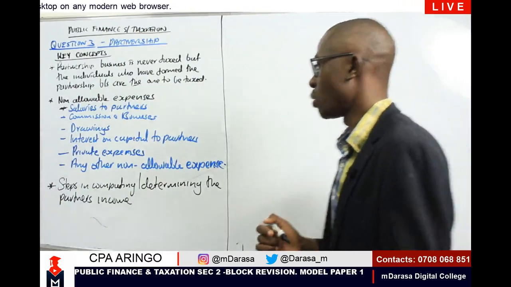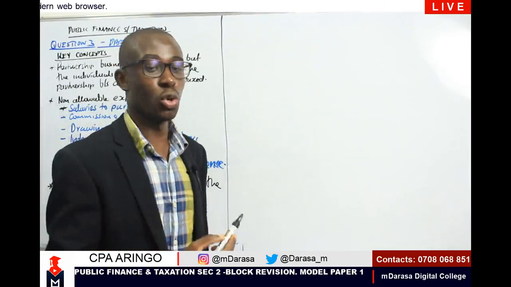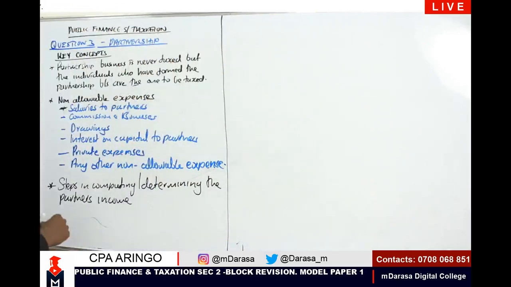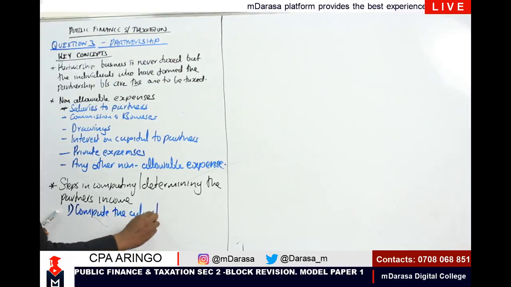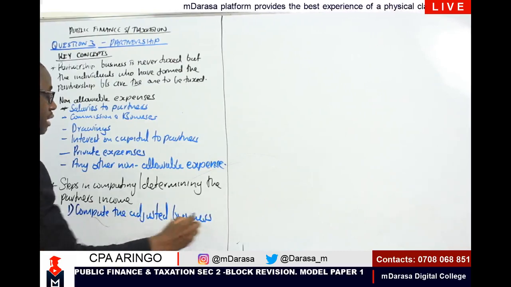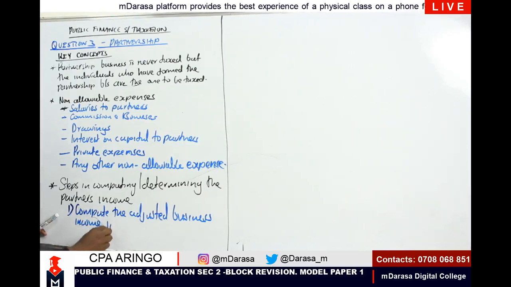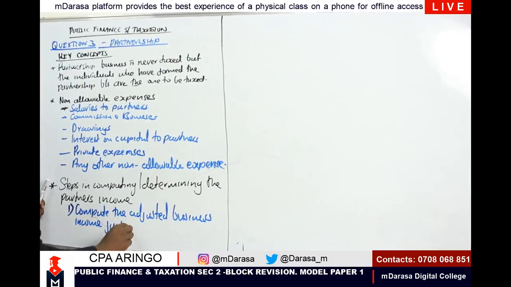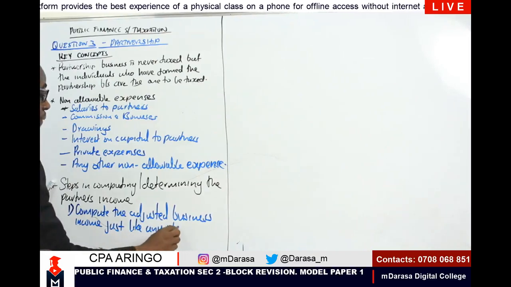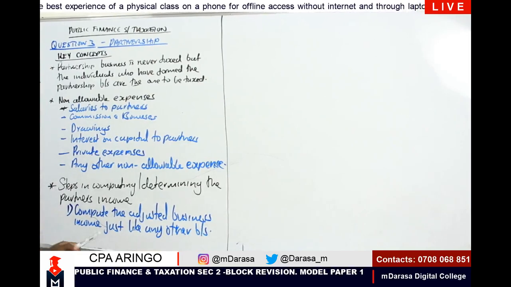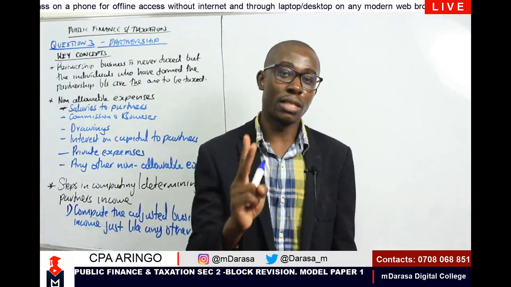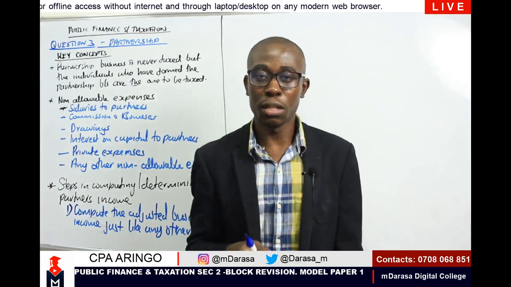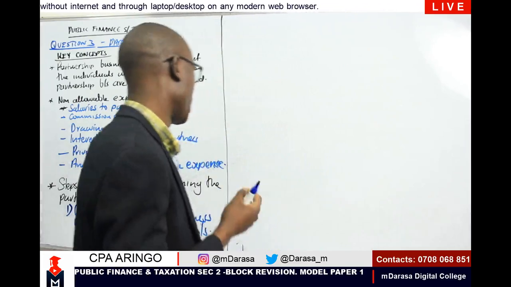Looking at these steps, my good students, step number one that you must always have in mind is this: compute the adjusted business income, just like any other business. And whenever you're talking of just like any other business, kindly always recall the two formulas that you talked about last time. This is the gross profit approach and the reported profit approach.